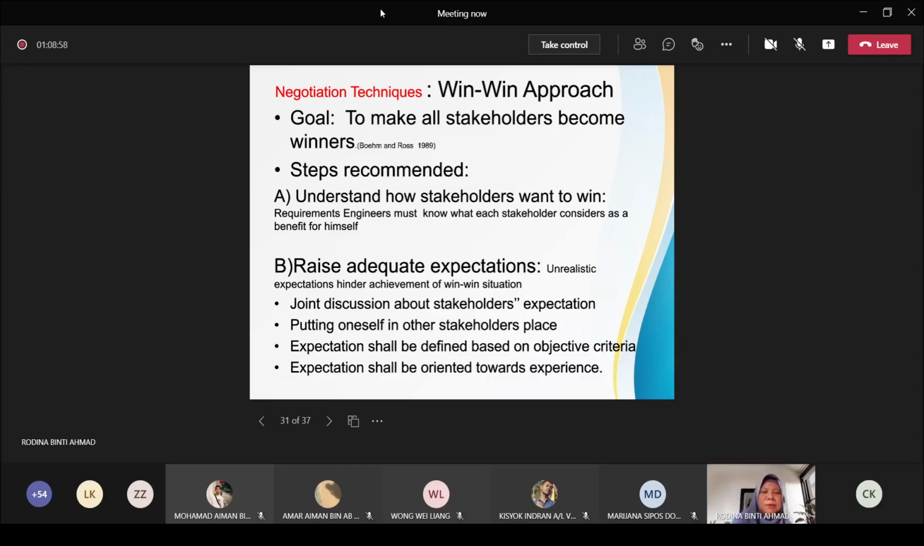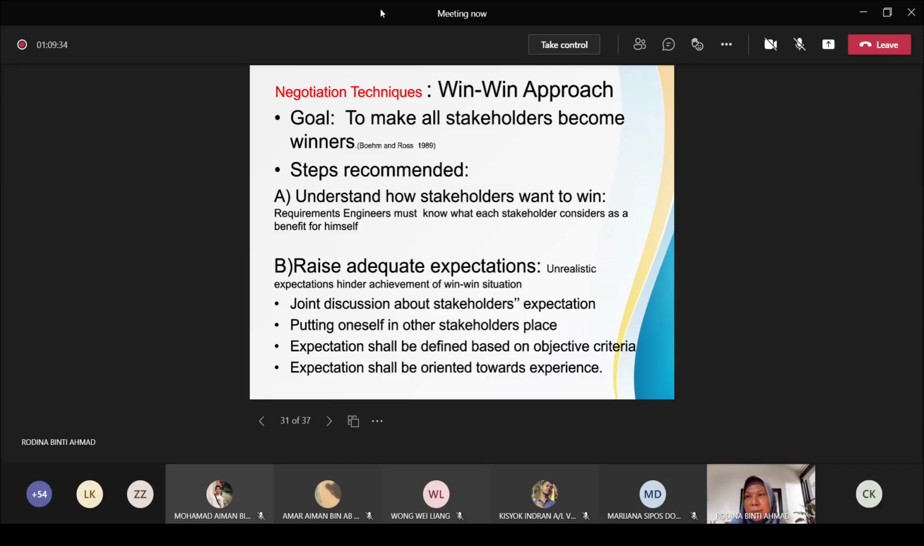So it's recommended here to have a joint discussion about stakeholder expectation, and then you also try to be empathetic, basically putting oneself in another stakeholder's place, and then you can have some expectation. Try to define some expectation. Expectation shall be defined based on objective criteria, and expectation shall be oriented towards experience as well. So you try to manage expectation, define it, and make sure all the stakeholders involved have a similar kind of expectation, or try to avoid unrealistic expectation as well.